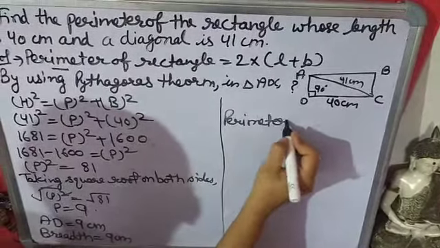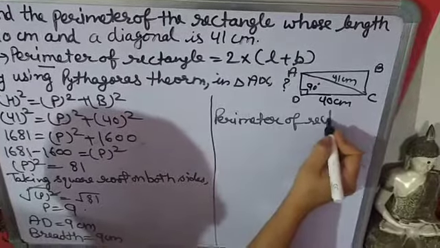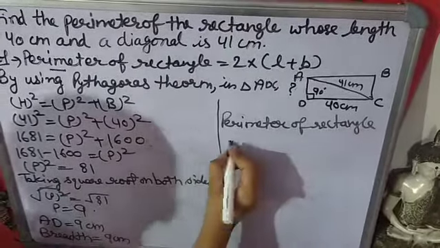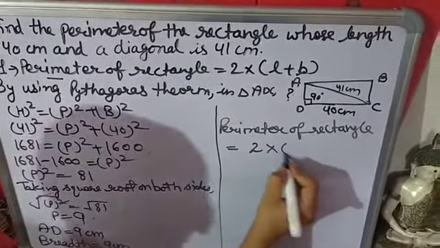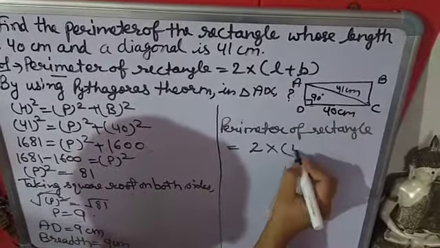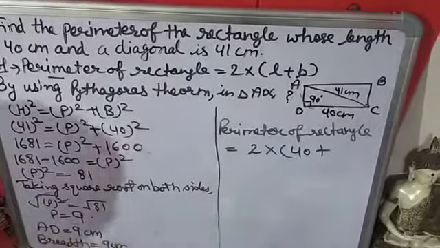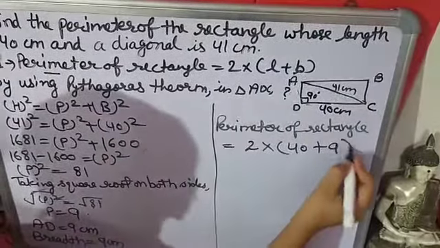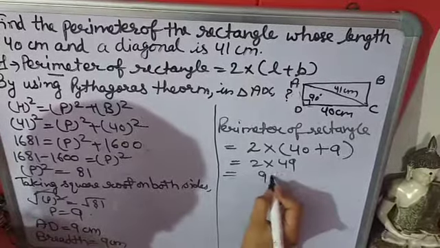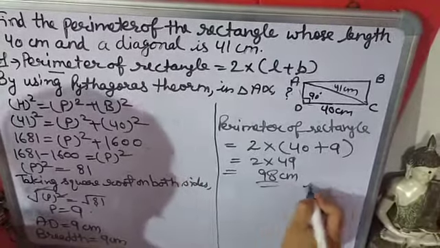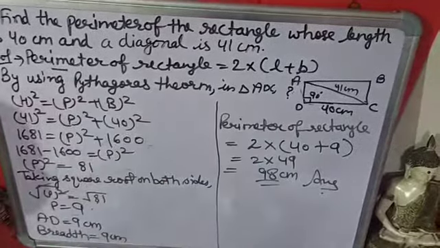Now we will find here perimeter of rectangle. So what is the perimeter of rectangle? 2 into length plus breadth. 2 into length is 40, breadth is 9. So solve it. It will be 98 centimeter. So this is the perimeter of rectangle.